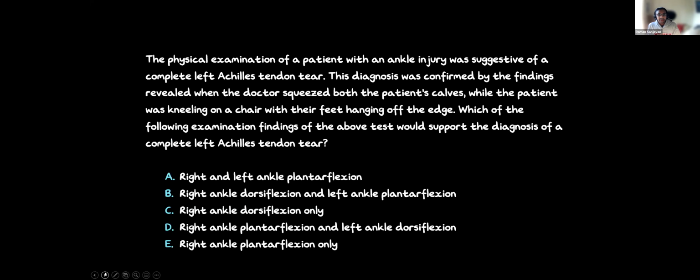Physical examination of a patient with an ankle injury was suggestive of a complete left Achilles tendon tear. This diagnosis was confirmed by the findings revealed when the doctor squeezed both the patient's calves, left and right. Which of the following examination findings of the above test would support the diagnosis of a complete left Achilles tendon tear? It's a very long question. You probably don't need all of that information, but yeah, this is a little simpler compared to some of the stuff you've gone through previously. So we won't spend too much time on it.